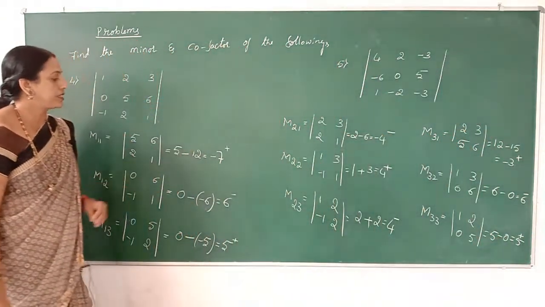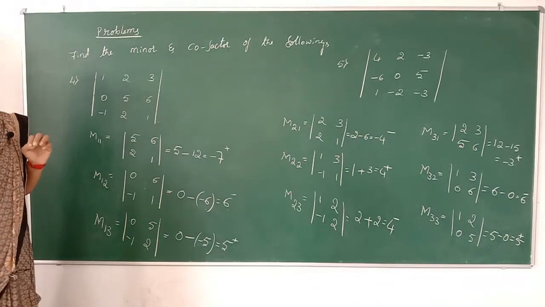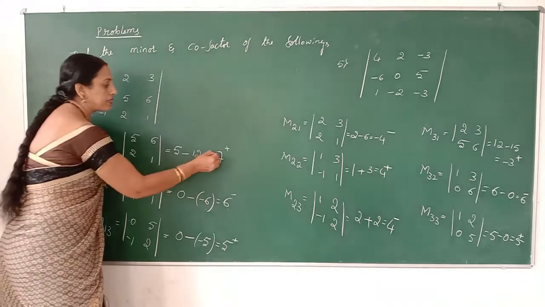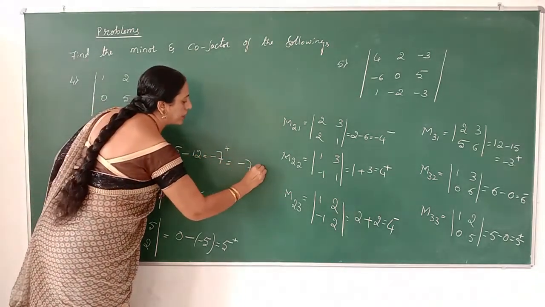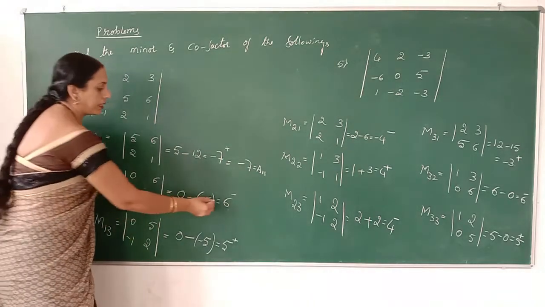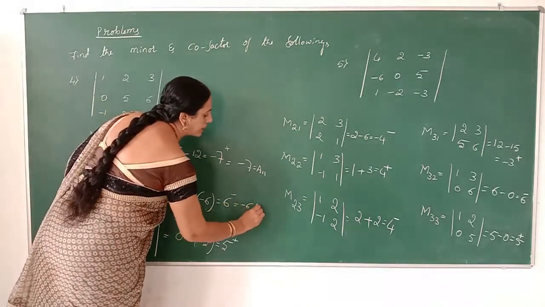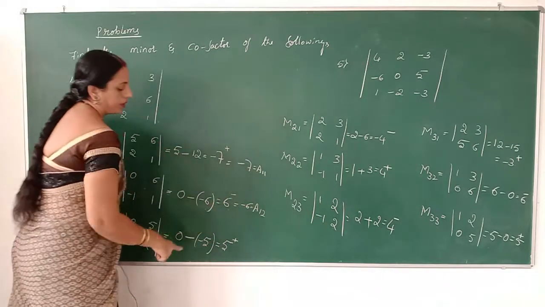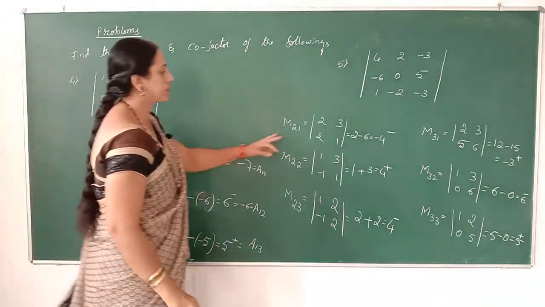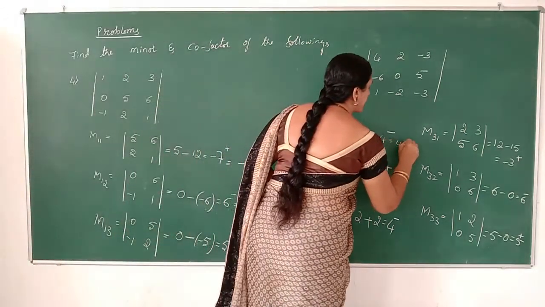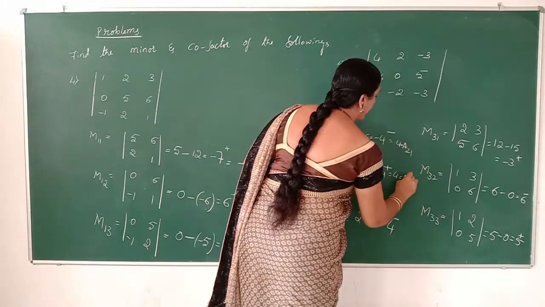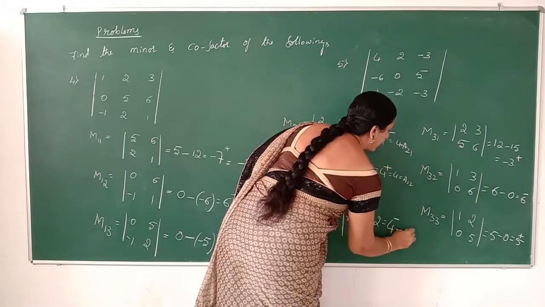After these elements are multiplied by the alternating sign, they are called the cofactors of the elements. Plus into minus is minus 7, denoted by capital A11. Similarly, plus into minus is minus 6, that is A12. Plus 5 is A13. Similarly, minus into minus is plus 4, that is A21. 4 is again A22. Minus 4 is A23.